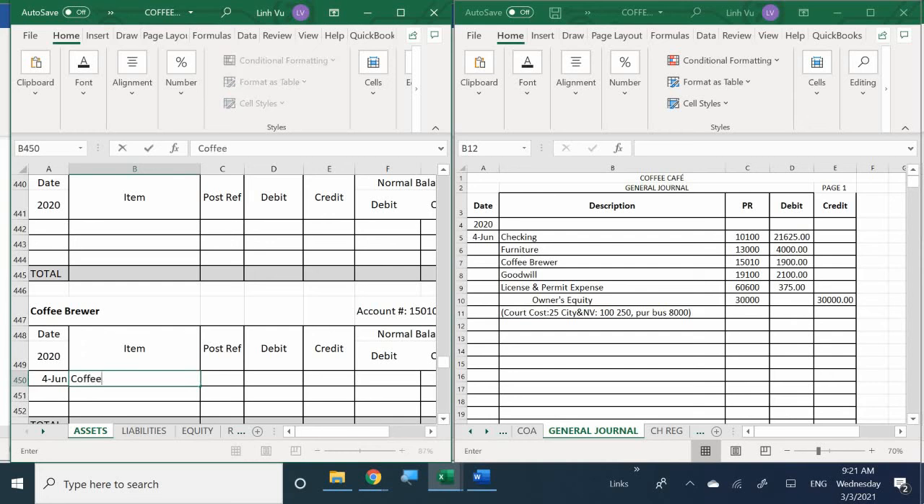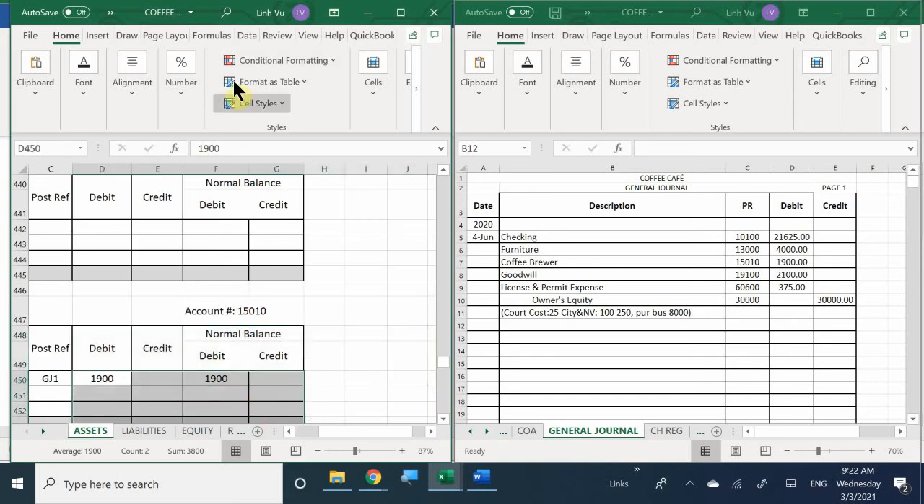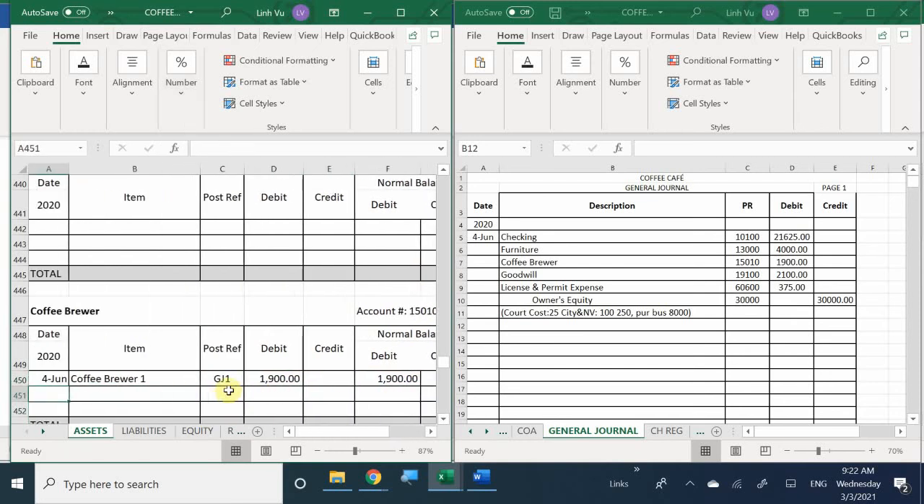Okay. Coffee brewer number 1. All right. Post reference, again, we're still on the transactions on the first general journal. And I've increased my coffee brewer by 1,900. So therefore, my debit balance should be 1,900. Okay, so I'm just formatting my Excels.